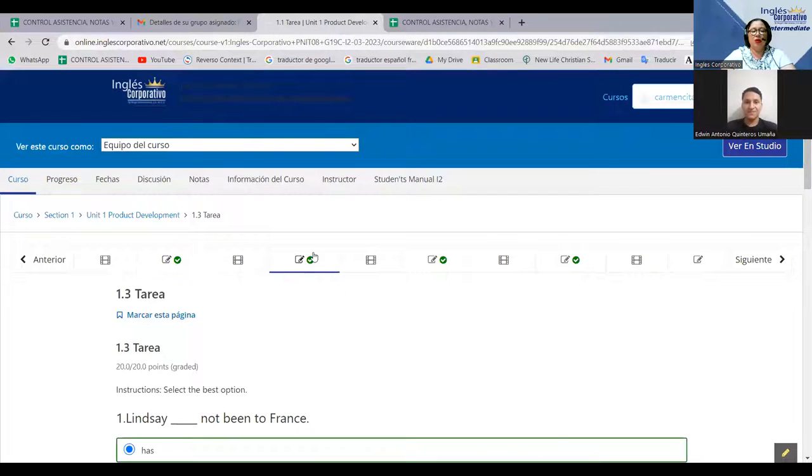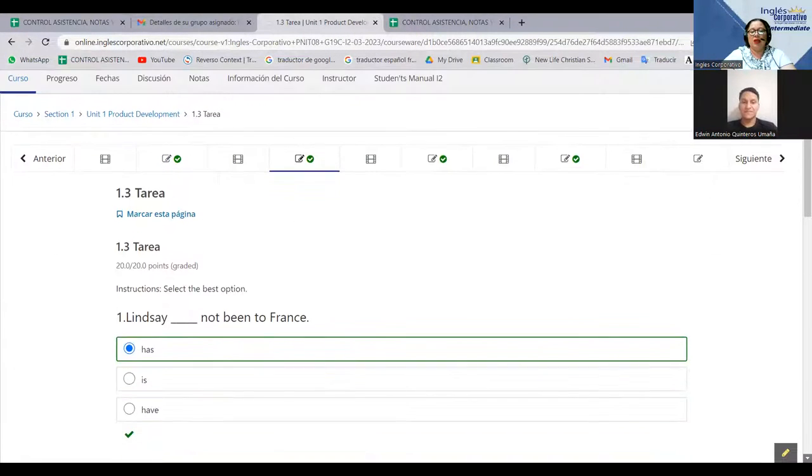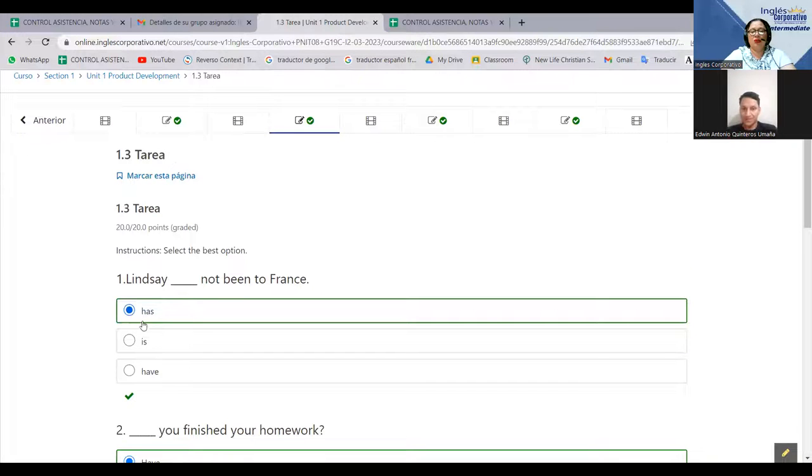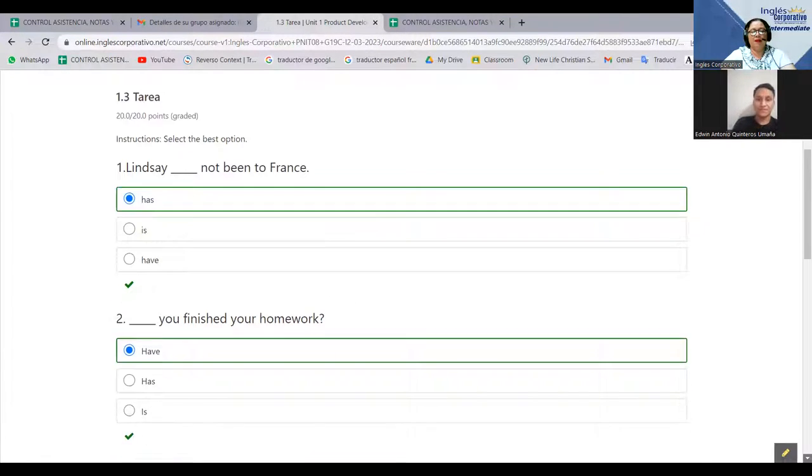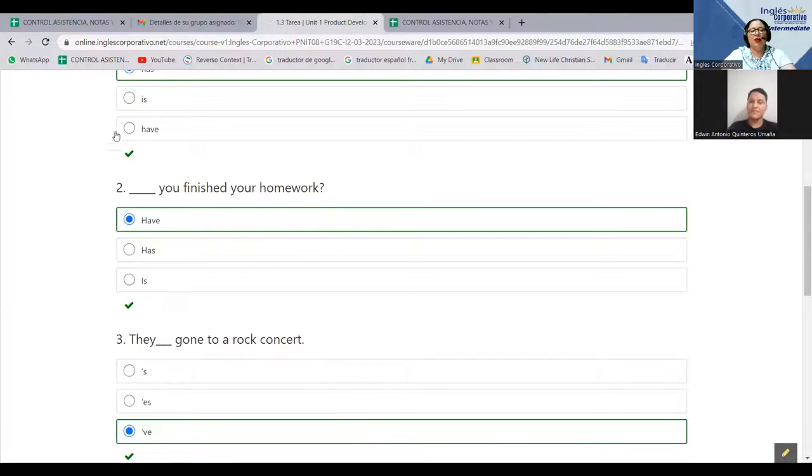Vale, vamos a ver. Number two was about the present perfect. And we said the third person uses has, independent of negative or affirmative, okay? And it goes to the beginning when we ask a question, have. They've, the contraction.